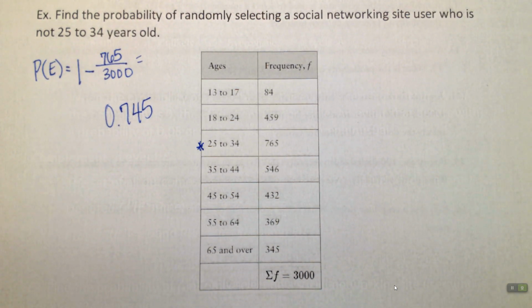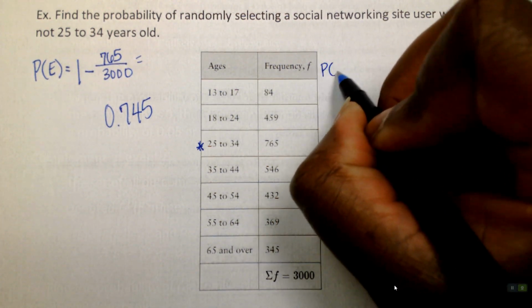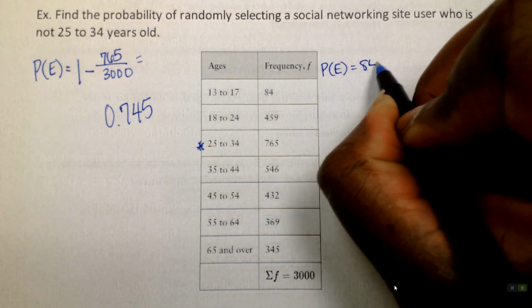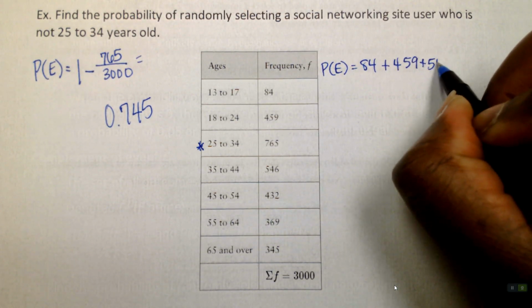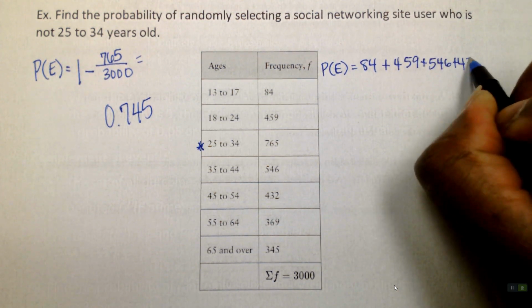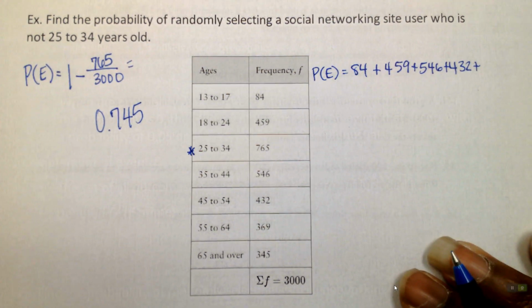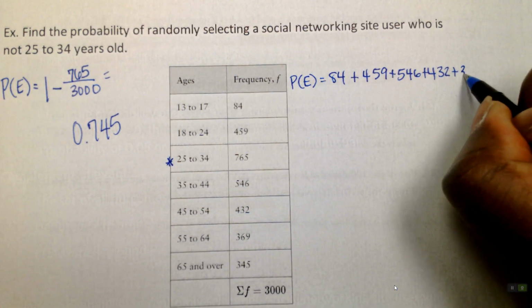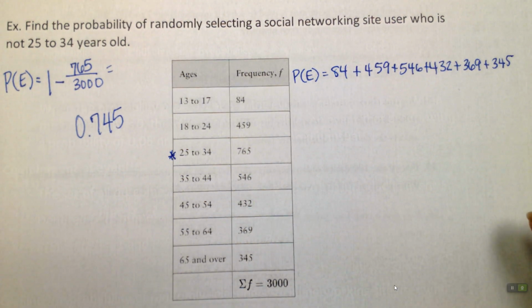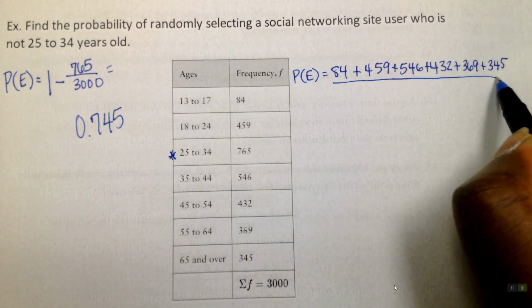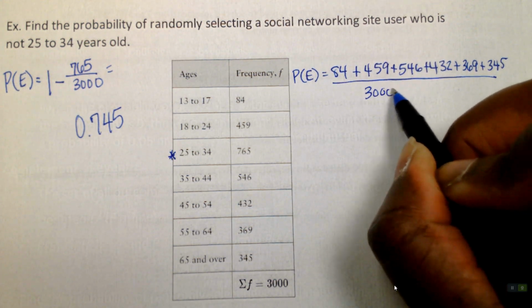Now this is how I did the problem. You don't have to do it this way. This is how I do the problems, and I still get my right answer. So if you don't get the complement, just go the old school. What would you do? So I added all those numbers that I wanted. 84, 459, 546, 432, 369, 345. I added all those together. I know it took me a little while to do that.